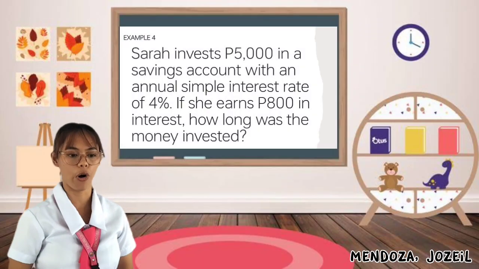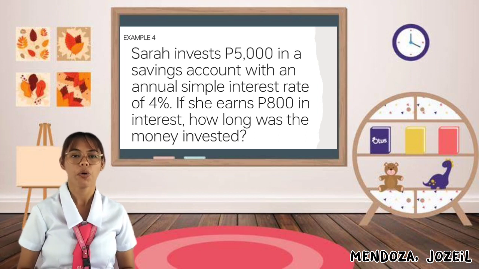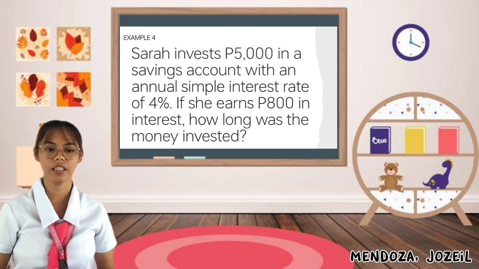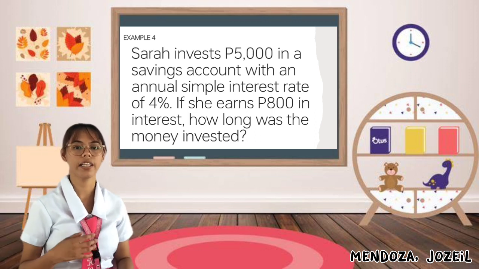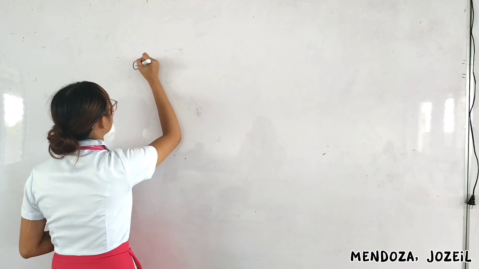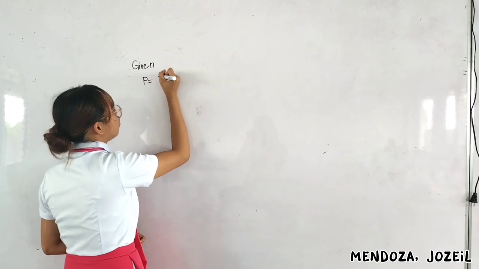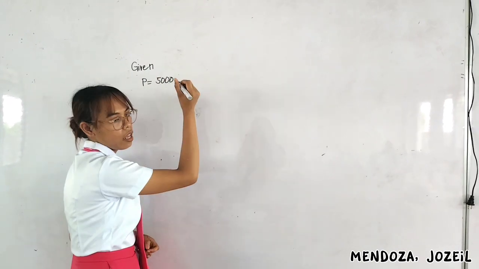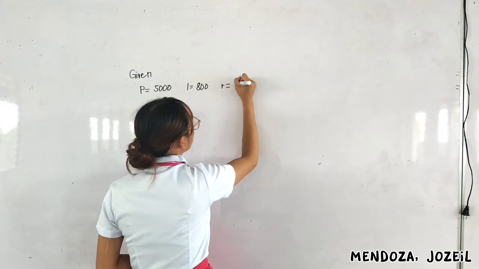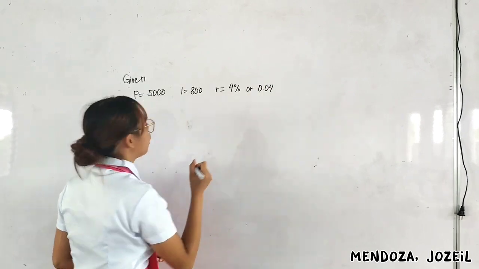Then the next example 4 is Sarah invests 500,000 pesos in a saving account with an annual simple interest rate of 4%. If she earns 800 pesos in interest, how long was the money invested? So first is write the given. P is equals to 500,000. Then I is equals to 800. Then R is 4% or 0.04. Solution.